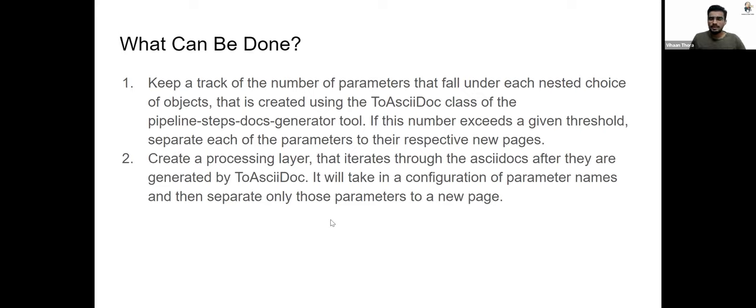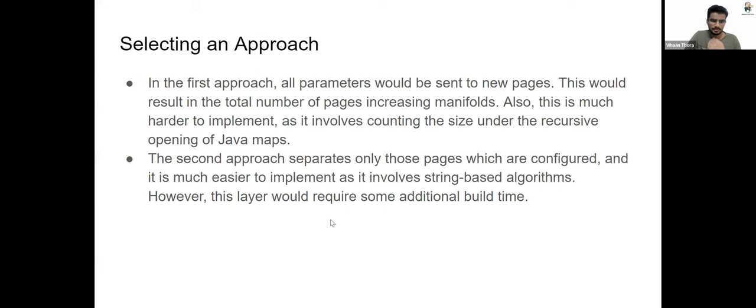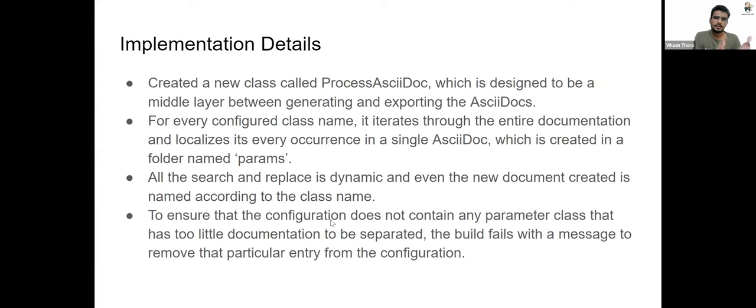So we thought of having a post-processing sort of layer, which would iterate through these ASCII docs, which are now just strings, and maybe identify list blocks within them that can be separated onto new pages. So this is the approach that we thought would be feasible, and this is what we went through with. And here are some implementation details of what we did.